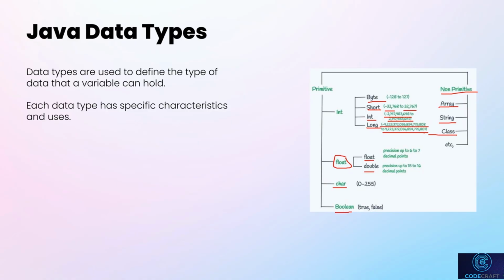Classes are user-defined reference data types that allow you to create objects with their own properties and methods. These are the main data types in Java. Using the appropriate data type for your variables is essential for efficient memory usage and correct representation of data in your programs.